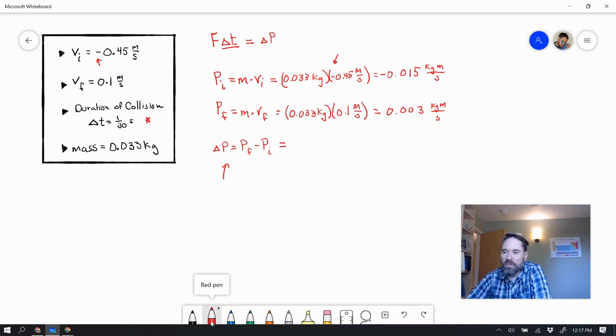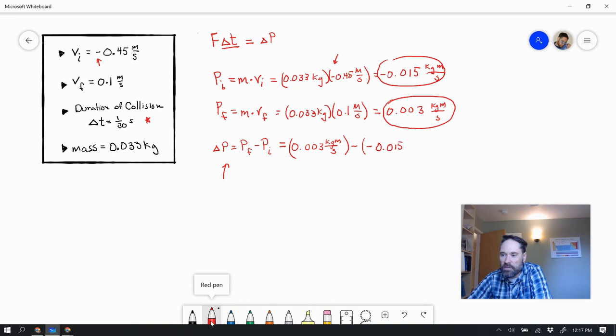So I'm going to plug in the things that I've figured out above. I've got my initial momentum and my final momentum. One of them is negative and one of them is positive. So I'm going to take my final first, 0.003 kilogram meters per second, and I'm going to subtract from that a negative value, minus 0.015 kilogram meters per second. So I've now got a positive value minus a negative value, which really in a way is adding.